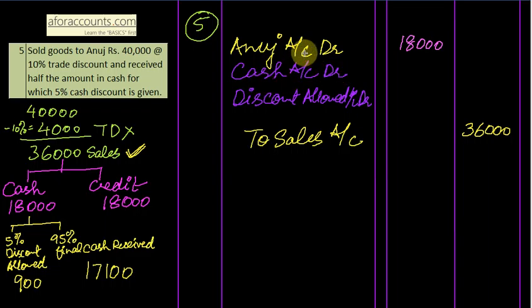सो सेपरेट एंट्री ऐसे देखो कि अनुज को मैंने क्रेडिट सेल्स किया. सो अनुज अकाउंट डेबिट टू सेल्स, एंड नाउ कैश सेल्स किया. सो कैश अकाउंट डेबिट, हाउ मच कैश एम आई रिसीविंग? सी हियर, 17,100 is the amount of cash I am receiving. So cash account debit 17,100, discount allowed account debit 900.